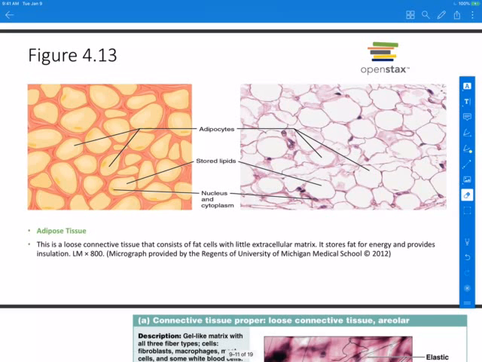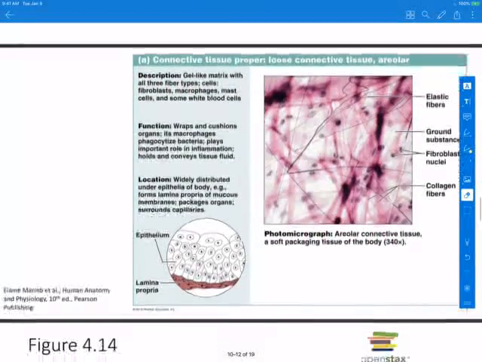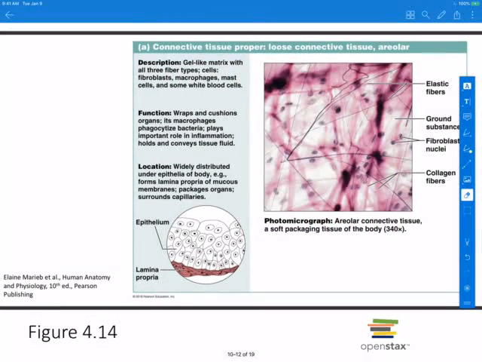The adults have a little bit of the brown fat in the neck and clavicular region, although it varies between people. Okay, the second type of loose connective tissue is areolar connective tissue. And this image is taken from the 10th edition of Human Anatomy and Physiology, written by Elaine Marieb and colleagues. This areolar tissue is the most widely distributed connective tissue in the body.